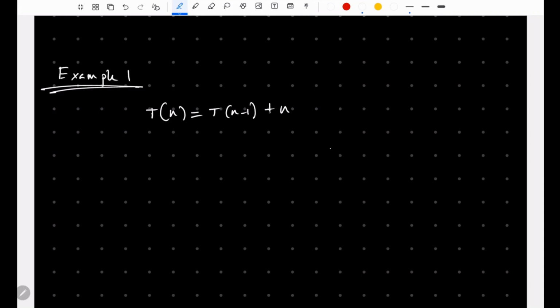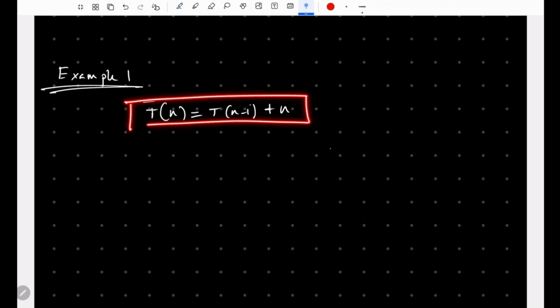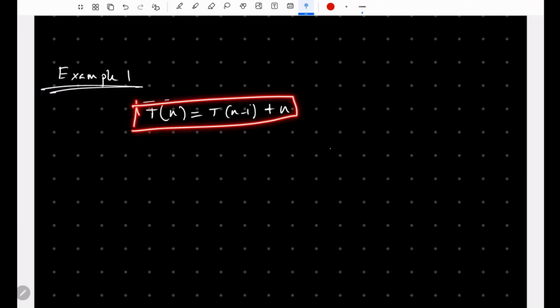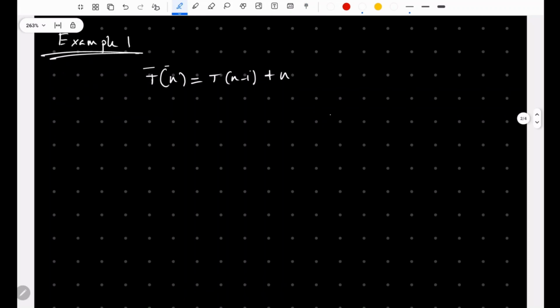Let's say we have a function like this: t of n is equal to t of n minus 1 plus n. This is the recurrence relation. For every recursive program, you can write a recurrence relation, and you need to solve it to find the time complexity of that recursive program. In the substitution method, we substitute the value of t of n minus 1 in this equation.